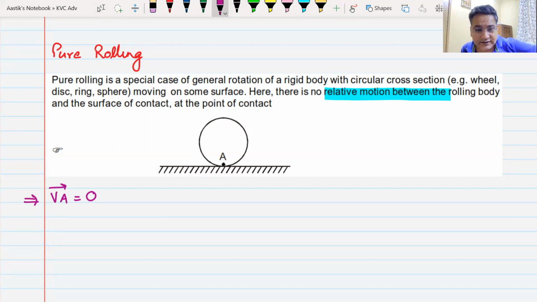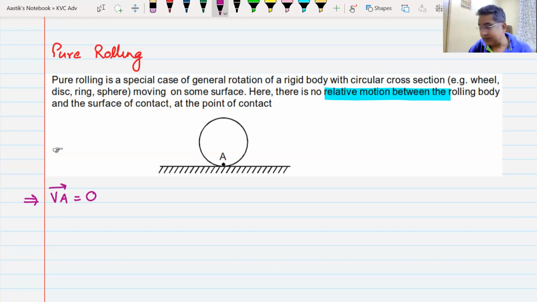Pure rolling is a case of general rotation where there is no relative motion between the body and the point of contact with the surface. This is pure rolling, my dear friends. Do you understand this? Yes, sir.